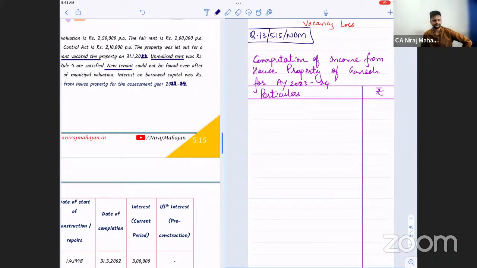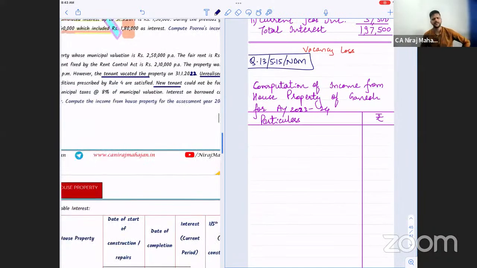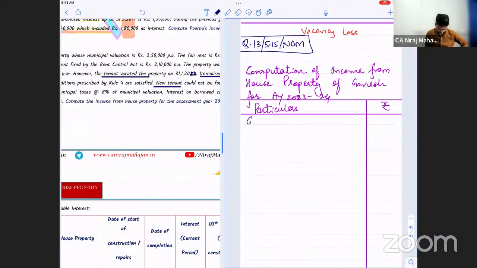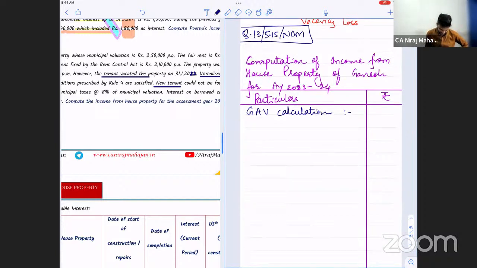We'll go ahead, everybody. Now we have only income from house property, so no other issues. So directly we're starting with what? GAV calculation, correct? Under that, first thing, what do we calculate? Step number 1, expected rent, which is higher of municipal valuation or fair rent, but subject to standard rent. Clear? Higher of.